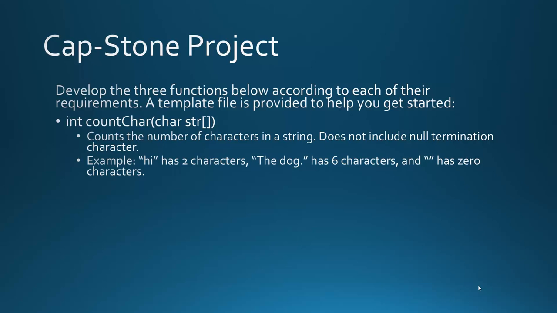It's going to take a parameter of an array of characters, and it's going to return the number of characters in that string. It will not take into account the null termination character. So hi has 2 characters and the dog has actually 7 characters because of the period there, or 8 characters because of the space too. I'm bad at math. And just an empty string will have 0 characters.